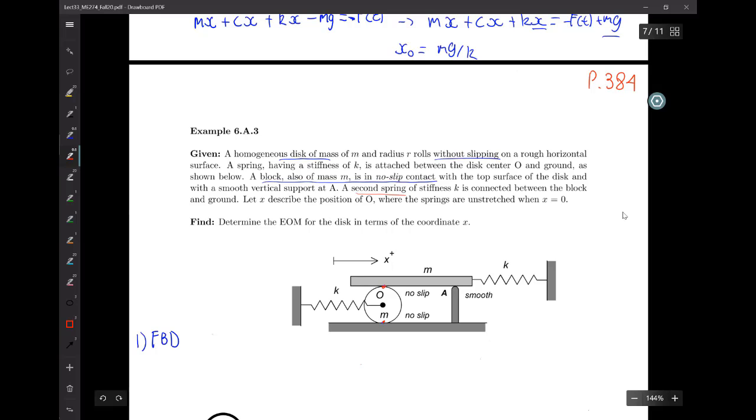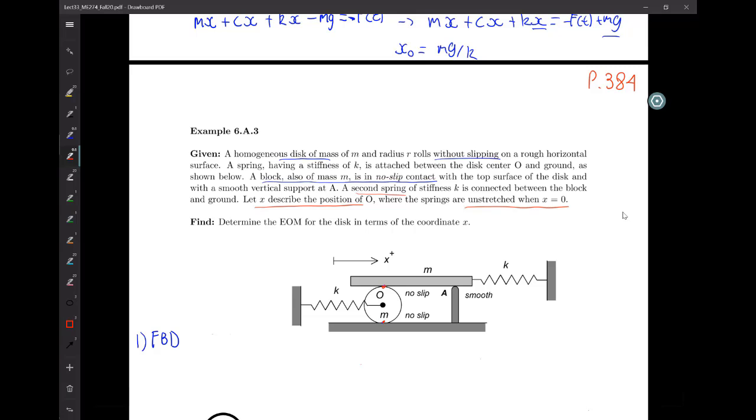Now, we're told here explicitly that the spring is at equilibrium when x is at 0. And we're told that x is telling us where the position of the center of the disk is, of that point O. And we're asked to find equations of motion.